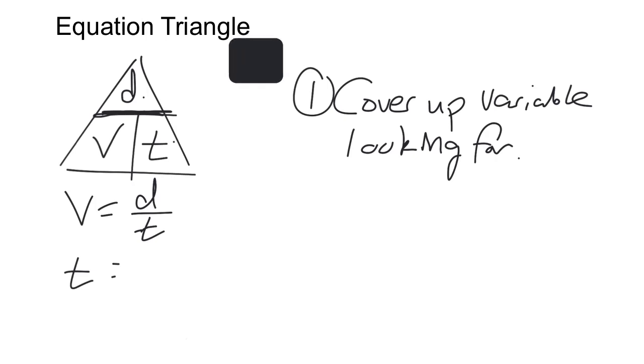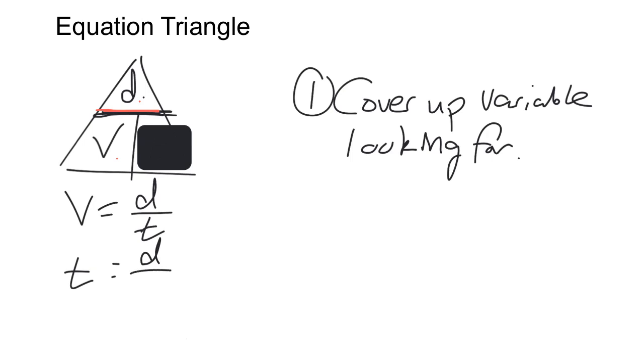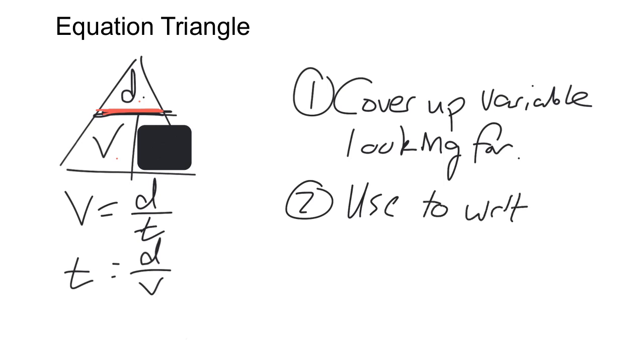Okay, and I'm going to do that by putting this black box over the top of that t. Now what I have is d divided by v. And that's actually going to be my equation to calculate my time. See how this horizontal line here looks like a division symbol? That's what it's going to be in our equation. And so the second step is to actually use what you're left with and write that equation out just like I just did. So use to write equation. If you're a stepwise person, you think you need to have a step, use to write equation.